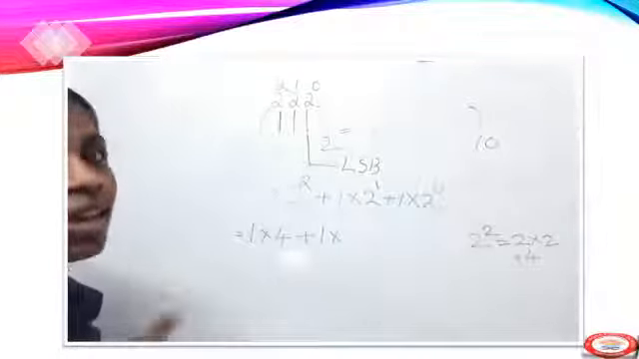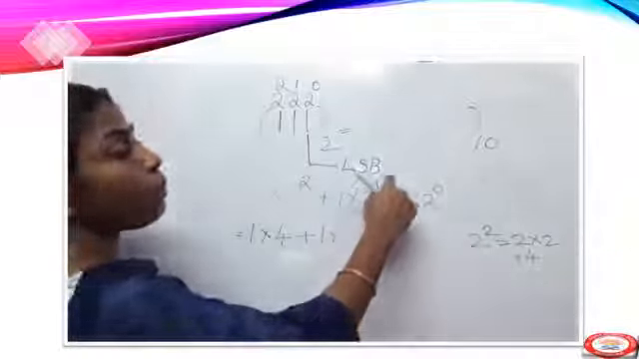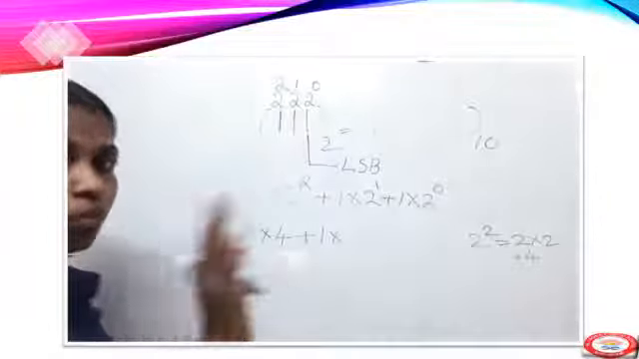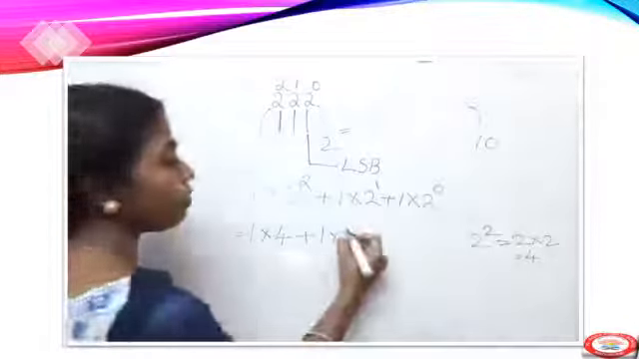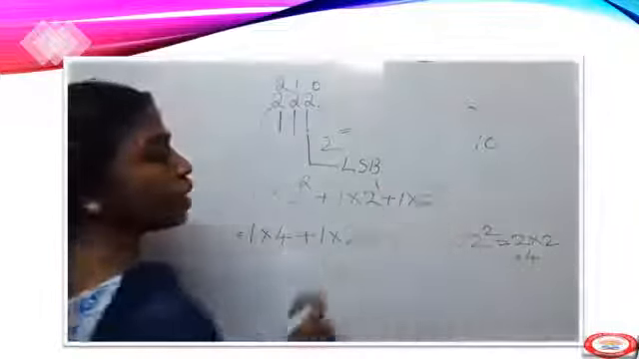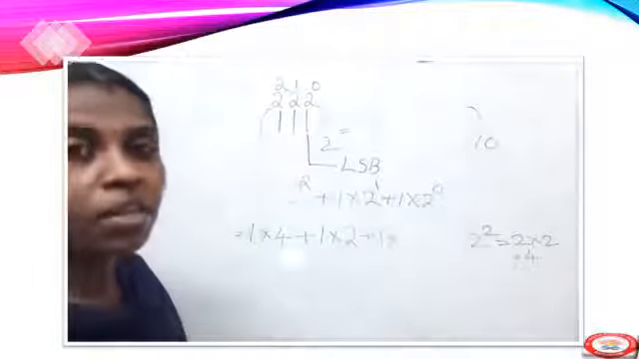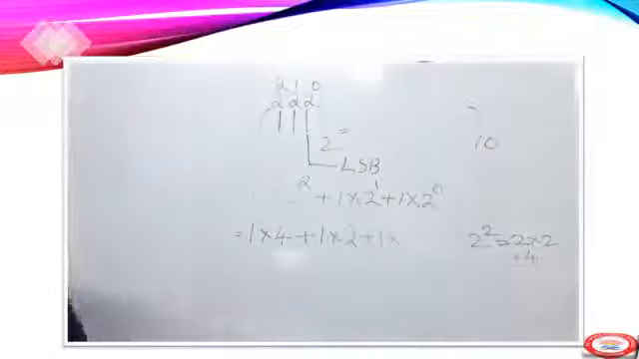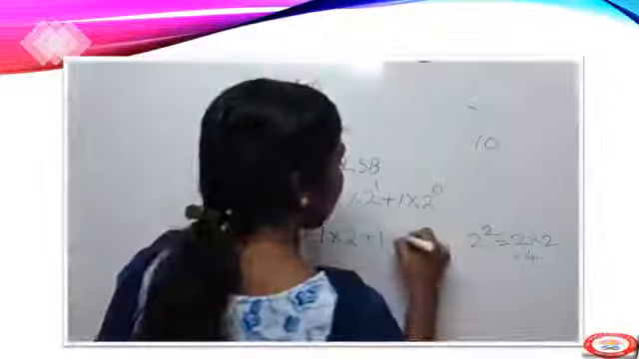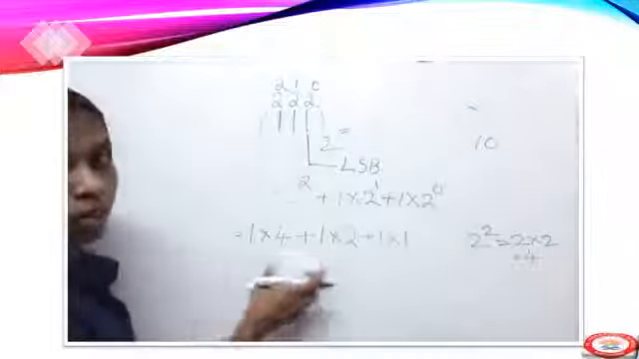The reason? Yes, what is the reason? Because any number raised to the power 1 is equal to that number itself. Clear? So 2 to the power of 1 is equal to 2 itself. Next, 1 into 2 to the power of 0. What is the answer of 2 to the power of 0? Any number raised to 0 is equal to 1. So 2 to the power of 0 is equal to 1. Okay. After that, we have to do all the multiplication.